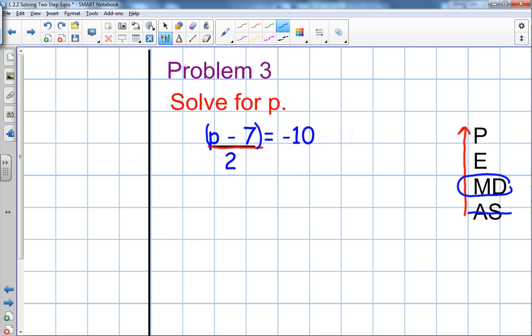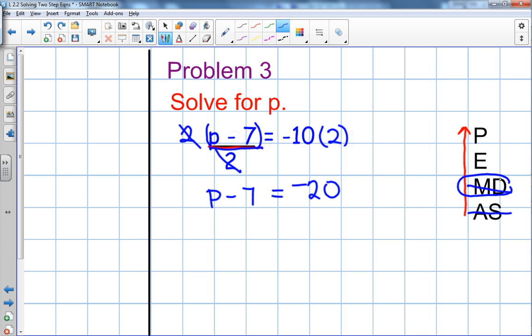And in this case, p minus 7 is being divided by 2, so I'm going to undo the division by multiplying. So I multiply the left-hand side of the equation by 2, so that the divide by 2 cancels the multiplication by 2. And what I do on the left side, I have to do on the other side, or the right side. 2 times negative 10 is negative 20. And what's left is p minus 7.